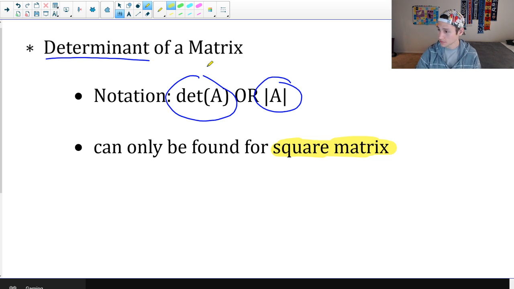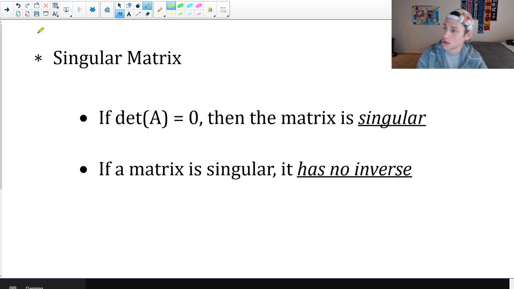All right. So we also have what's called a singular matrix. So what does it mean to be a singular matrix? Well, if the determinant is equal to 0, then we say the matrix is singular. Okay, so that's how we know that a matrix is singular, because we calculate the determinant and we get 0.